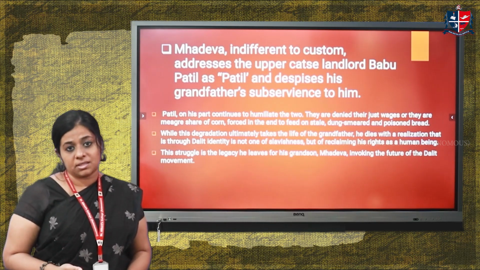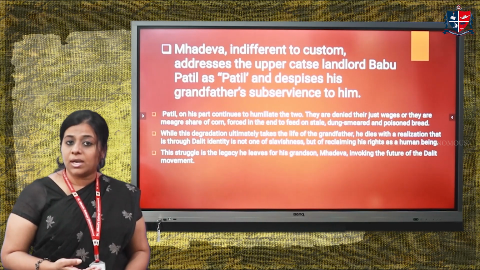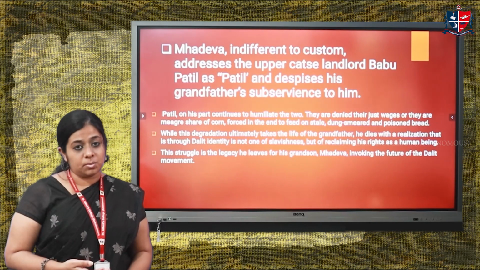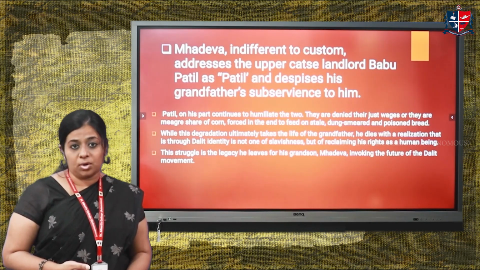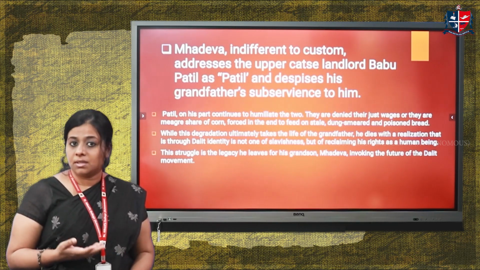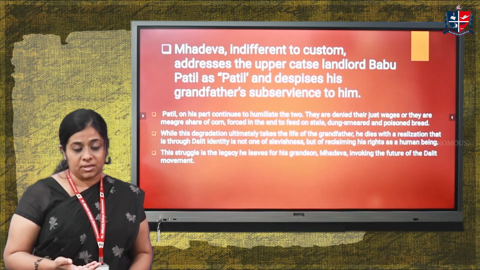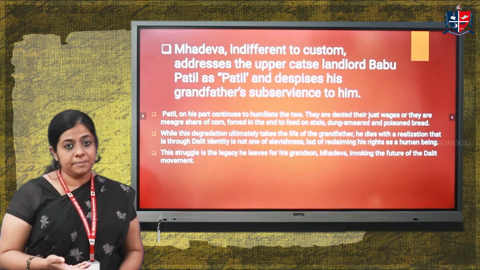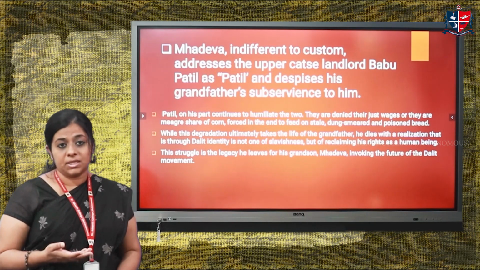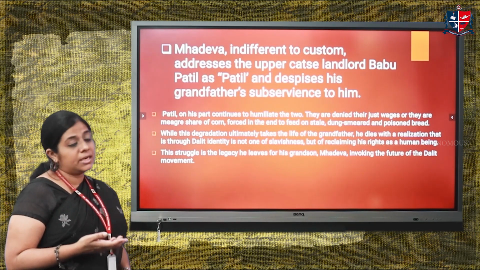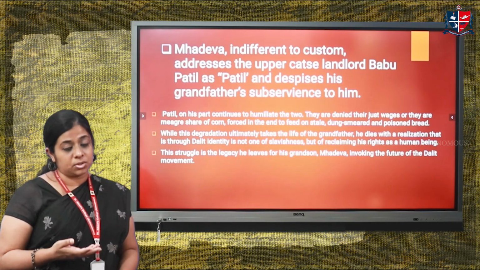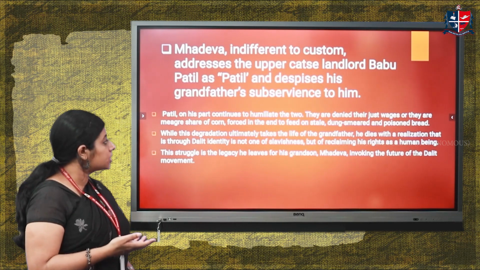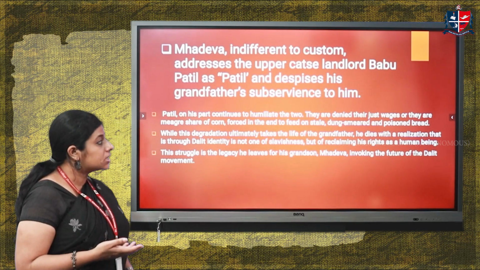Basically there are three characters in this short story. One is Mahadeva, the grandson, or let's say the narrator of the short story, and the second one is Yatalya, who is the grandfather. And the last one is Bapu Patil, the brutal landlord who ill-treats his worker, Mahadeva's grandfather Yatalya. Patil humiliates both Mahadeva and his grandfather Yatalya. Both of them are denied their daily wages in spite of toiling on the fields, and they get a very meager share of corn, forced in the end to feed on the stale, dung-smeared and poisoned bread.